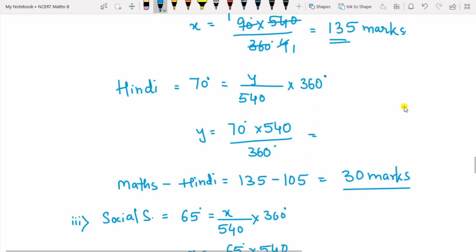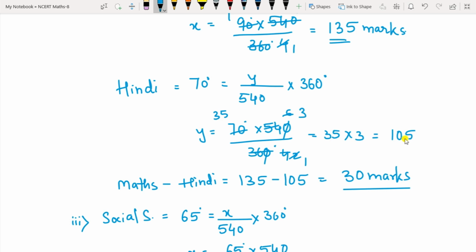Similarly, you have to find for Hindi. So Hindi is 70 degrees here. So let us do cancellation here. First this 0 0 will cancel. Then 9 fours are 36, 9 sixes are 54, 2 2s are 4, 2 3s are 6, 2 1s are 2, 35. So 35 multiplied by 3 is 105 marks.